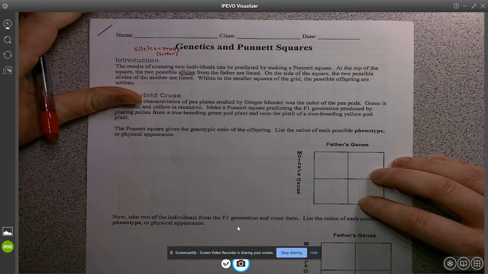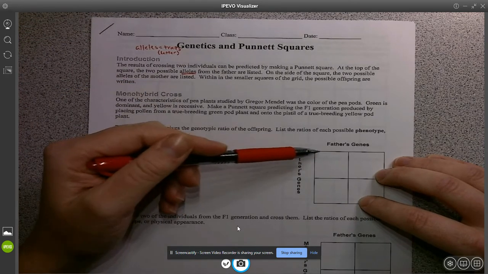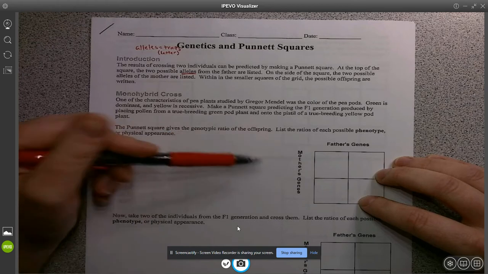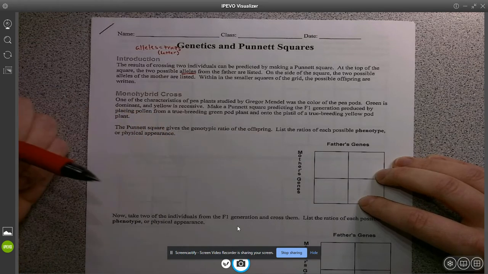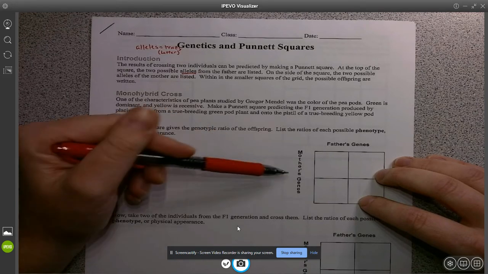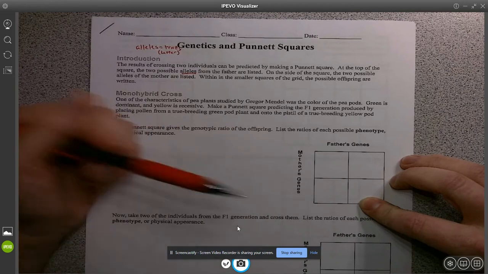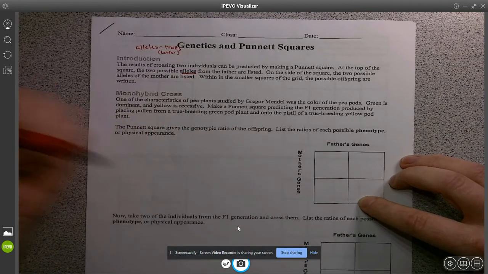From the father are listed. So father's genes are up here on my Punnett square. Mother's genes are on the side. It doesn't matter if you flip them, if mom's genes are over here and dad's genes are over here. It's not going to make the Punnett square results different.